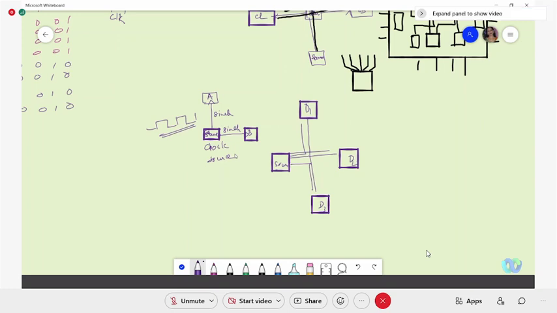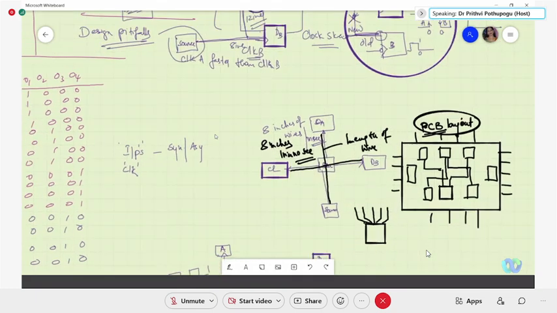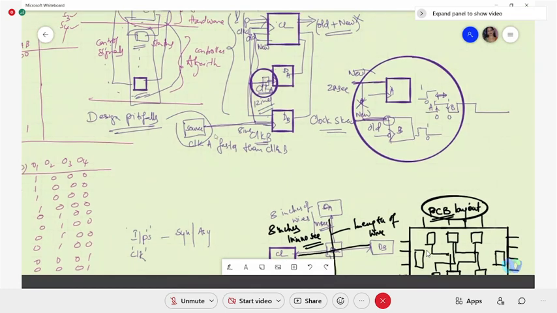Ma'am, will the clock signal generated be greater than A? For example, if A is running faster than B, at what time will the source generate? Will it be near to A or B? No, the source is common. The condition we explained here is if clock A and clock B are different, the sources are different.